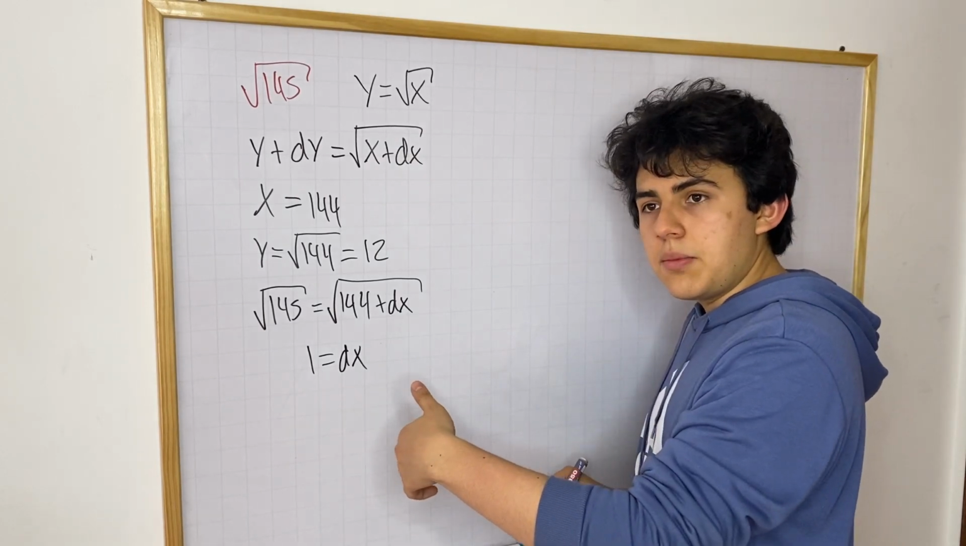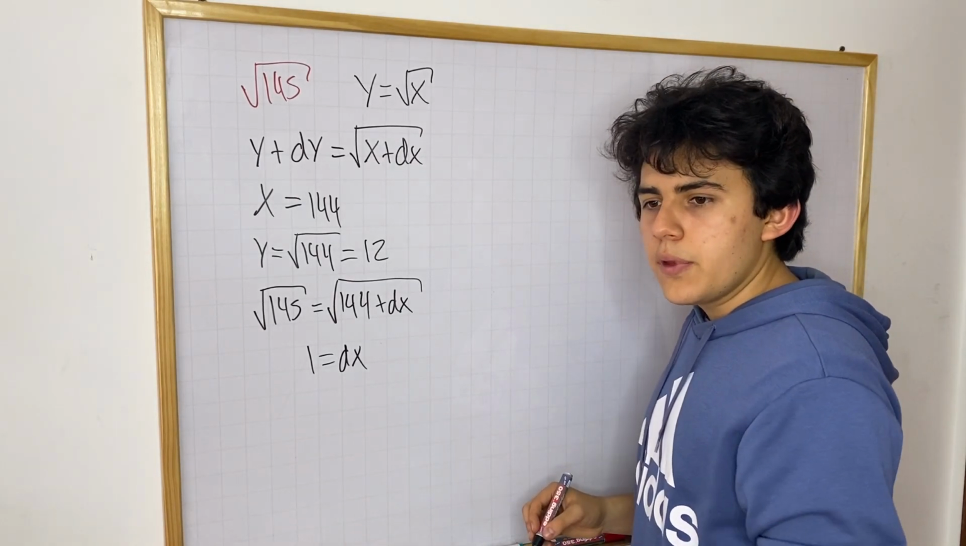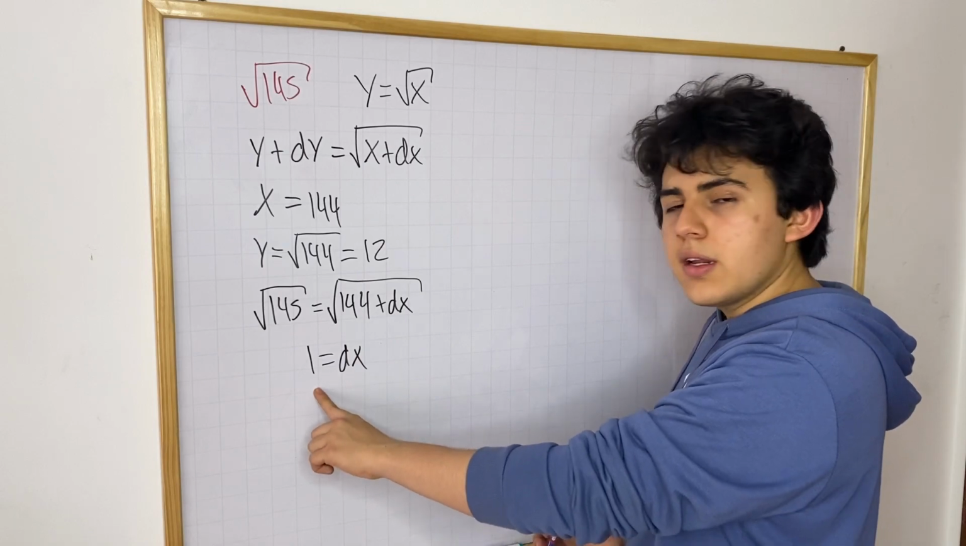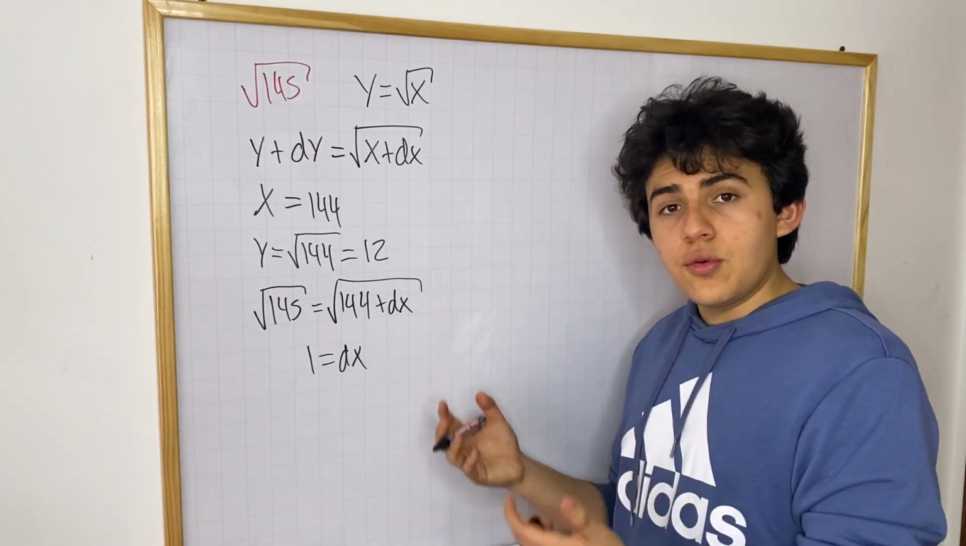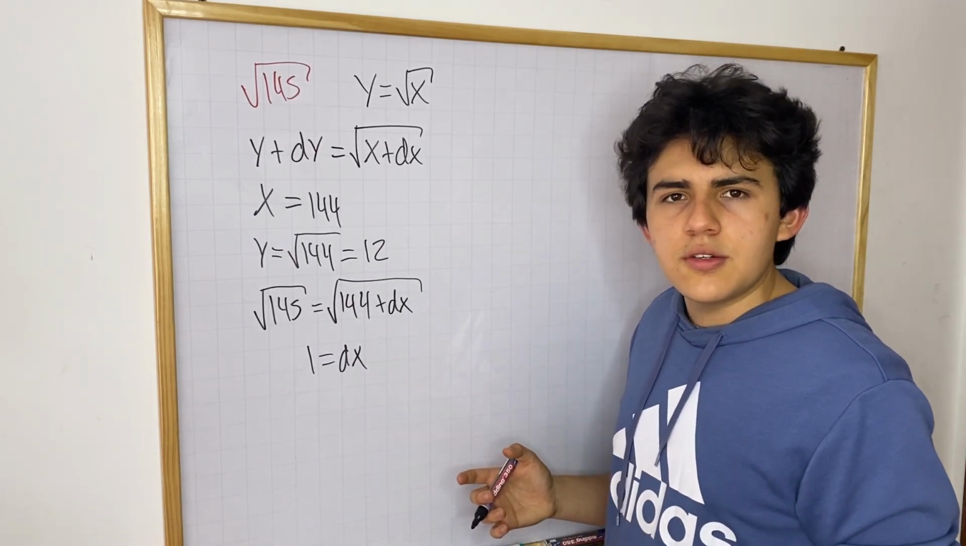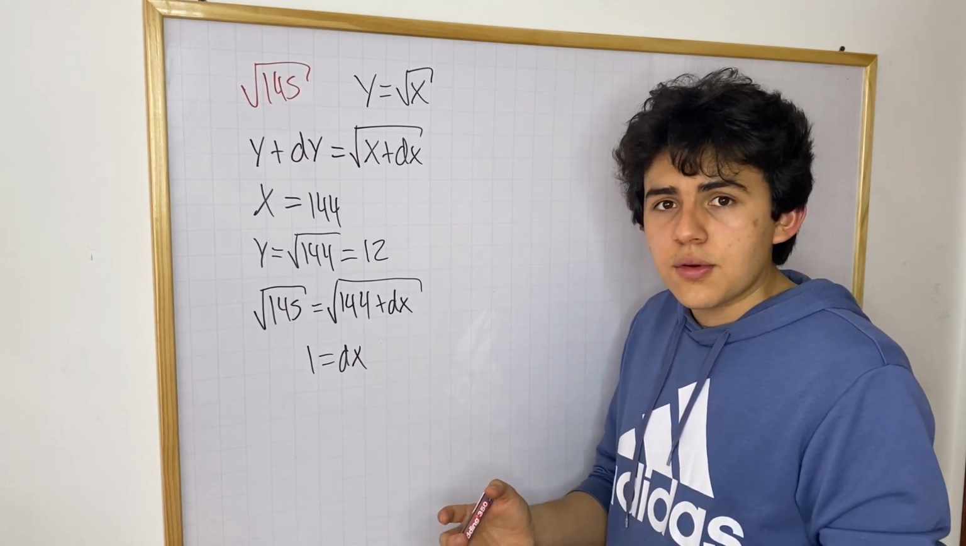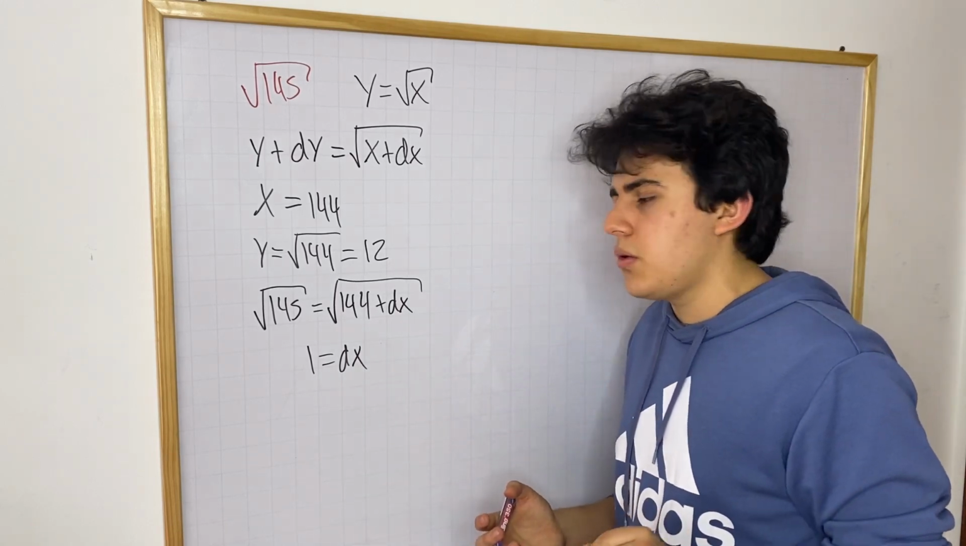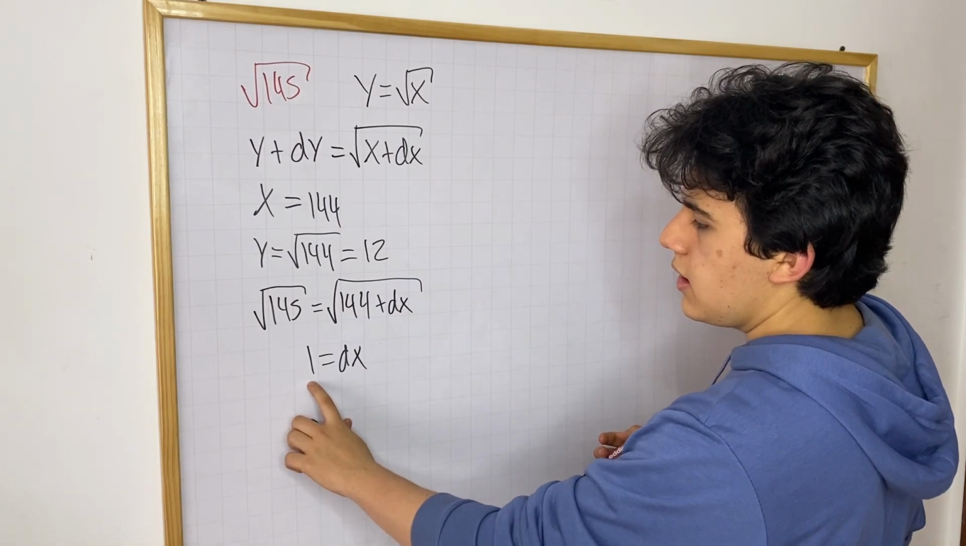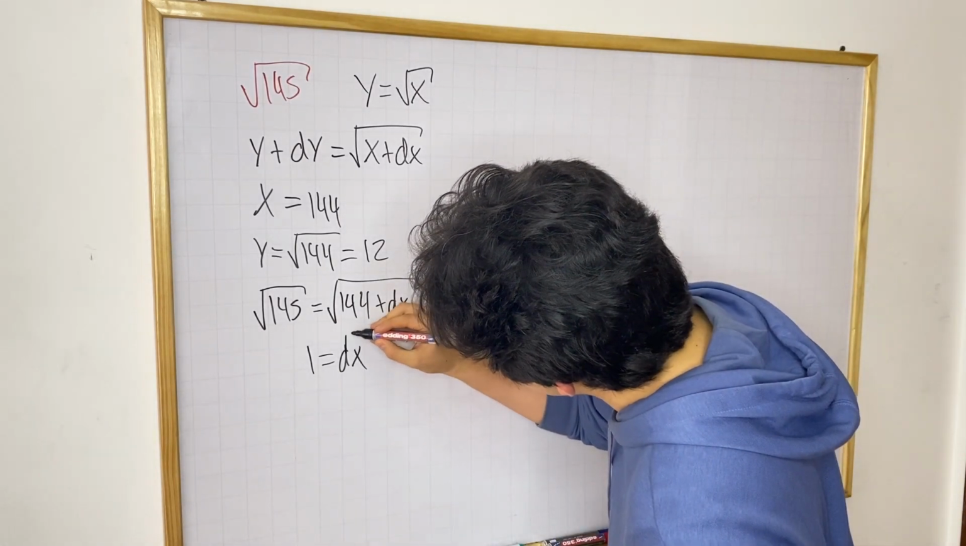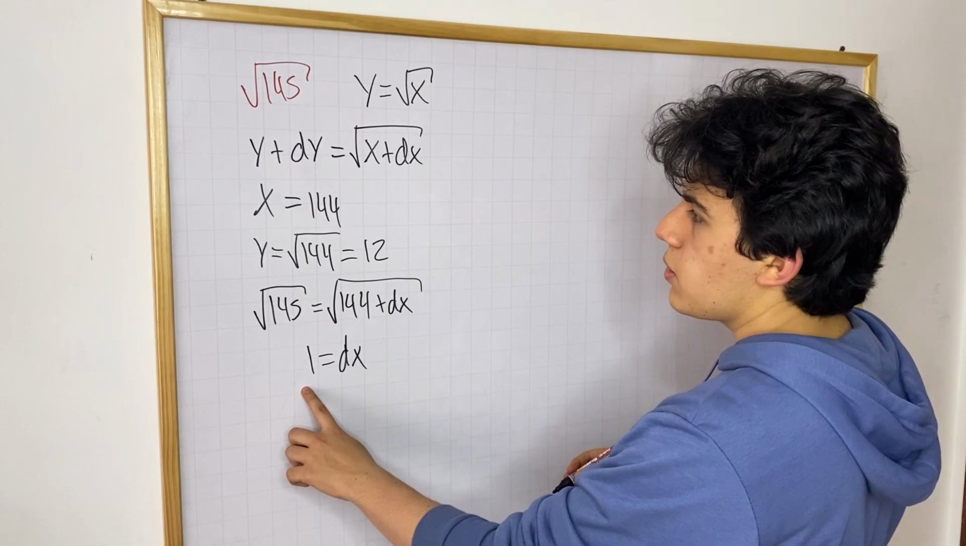1 is kind of a big value if we're referring to an infinitesimal, but since we're doing linear approximations, we really just want to approximate things. We don't really care about the exact value. So dx is going to be equal to 1. Let me make this bigger. So dx is going to be equal to 1.